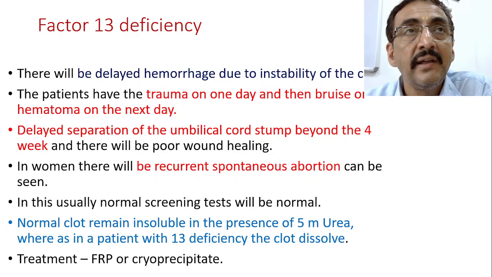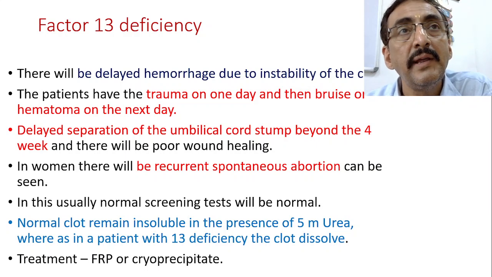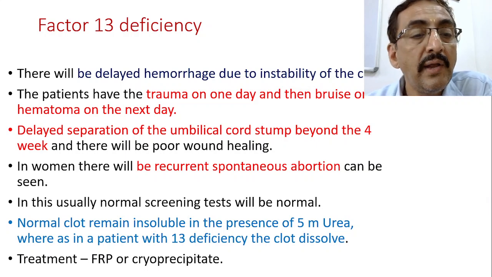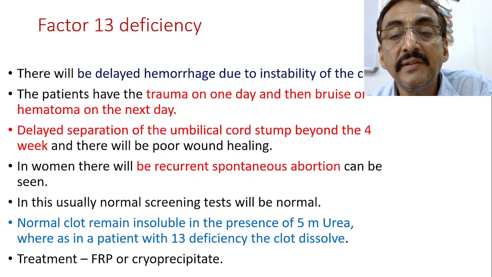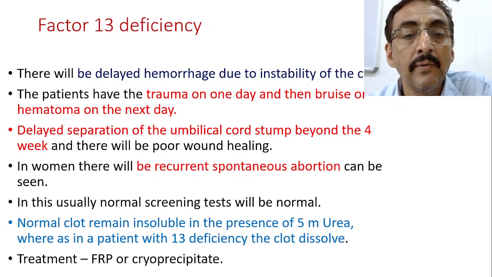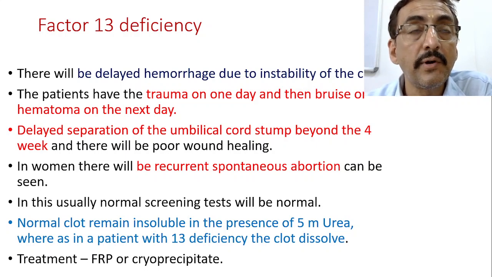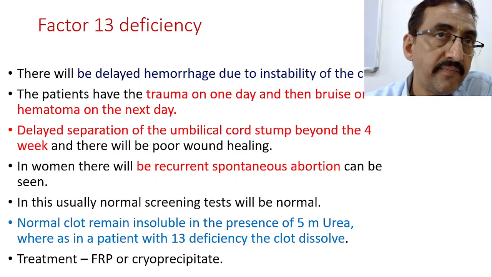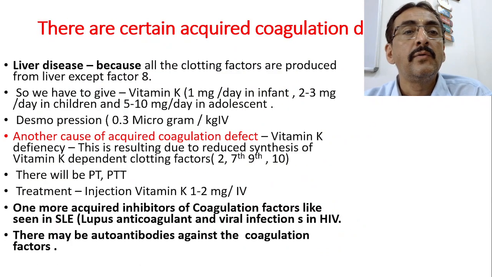In factor 13 deficiency, all the normal screening tests will be normal. A normal clot remains insoluble in the presence of 5M urea, whereas in a patient with factor 13 deficiency the clot dissolves. This is one way to identify it. In a normal clot, if you put 5M urea on it, the clot will be insoluble. But if there is factor 13 deficiency, if you put 5M urea, the clot will dissolve. So this is one way of identifying factor 13 deficiency. What is the treatment? Treatment is FFP or cryoprecipitate. So this is factor 13 deficiency.